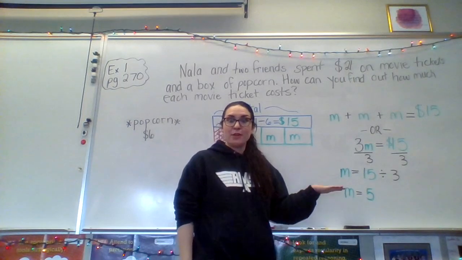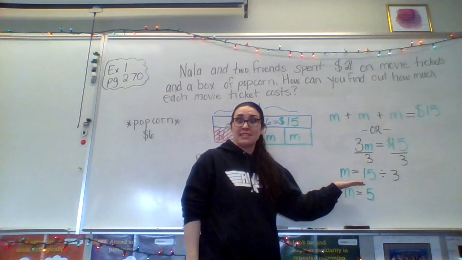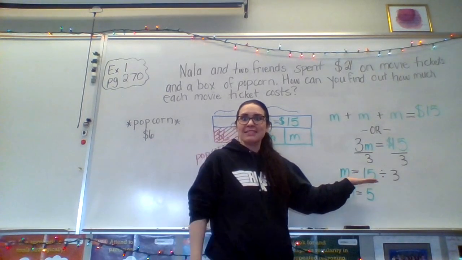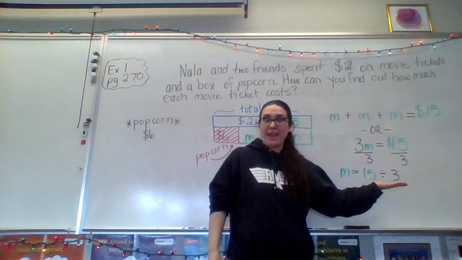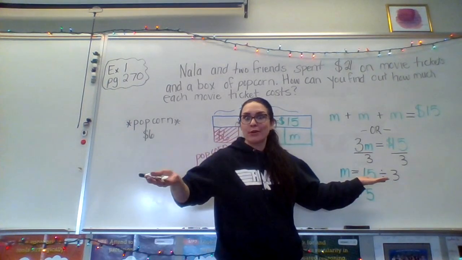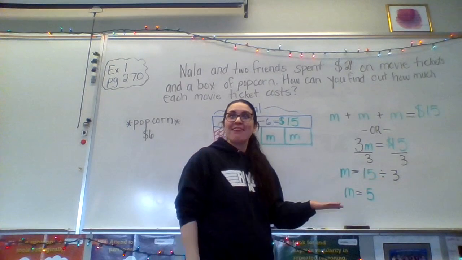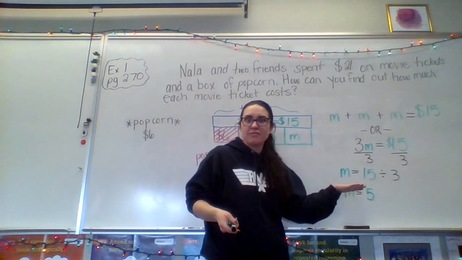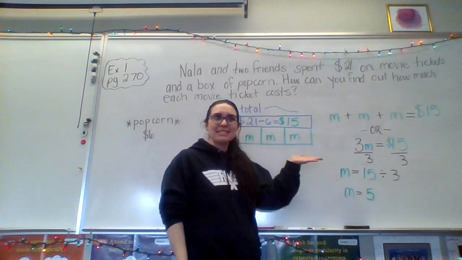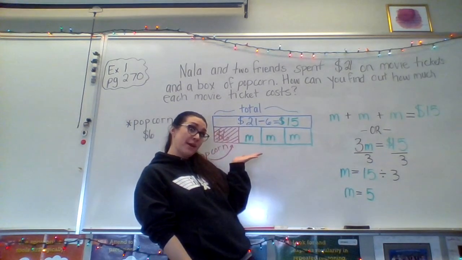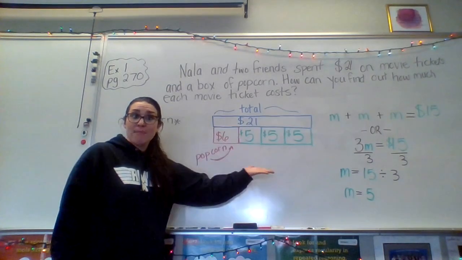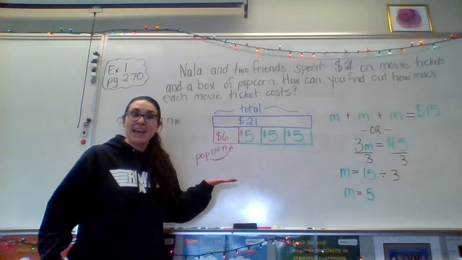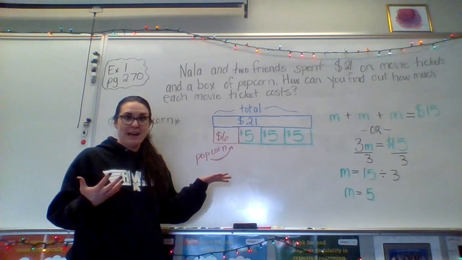So once we isolate the variable, we know that m is going to be equal or the same as 15 divided by 3. And we are also smart and beautiful and brilliant that we know that then m would equal 5. Now let's take this $5 and see, does it make sense in our original diagram? So now what I've done is I've gone back to our original bar diagram and I've plugged in the information that we now have.